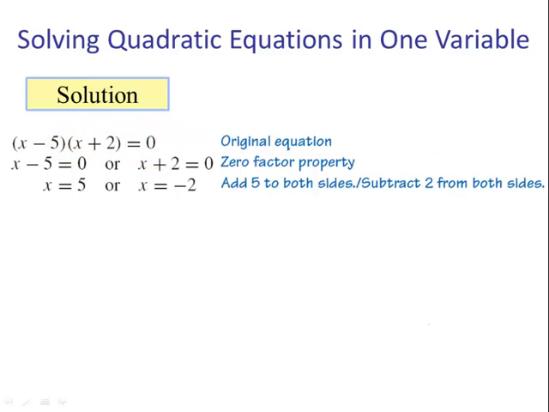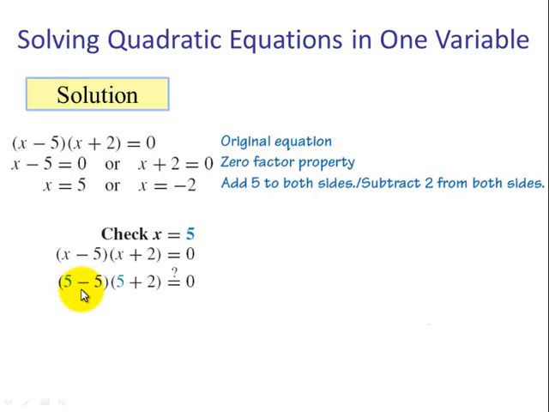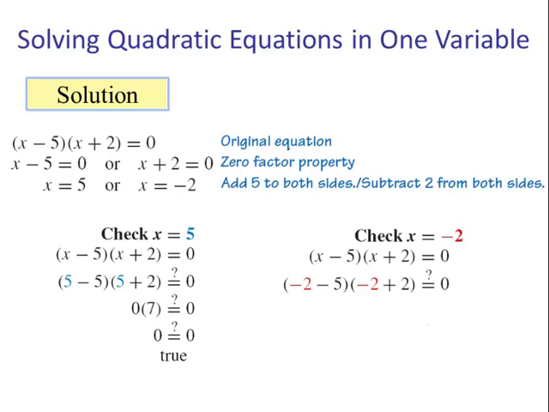0 equals 0. So let's check it. We'll begin with x equals 5. So we have (5 - 5)(5 + 2). 5 minus 5 is 0, 5 plus 2 is 7, and 0 times 7 is 0. It checks. It's a true statement. For negative 2, we have (-2 - 5)(-2 + 2). Negative 2 plus 2 is 0, so negative 7 times 0 is 0. It checks.